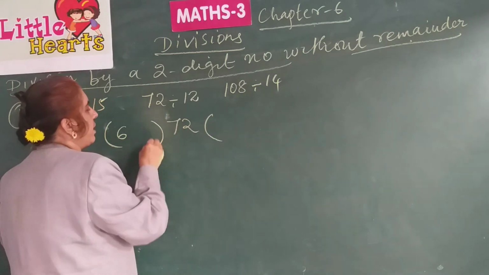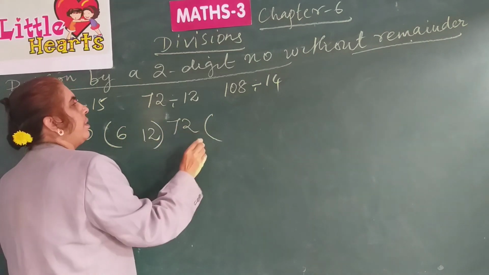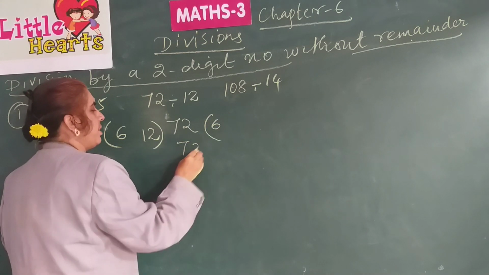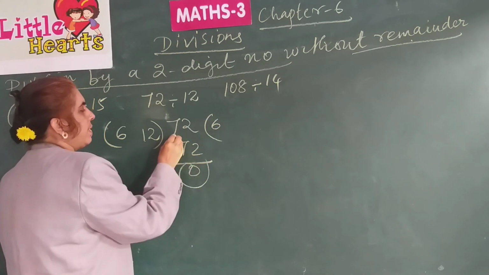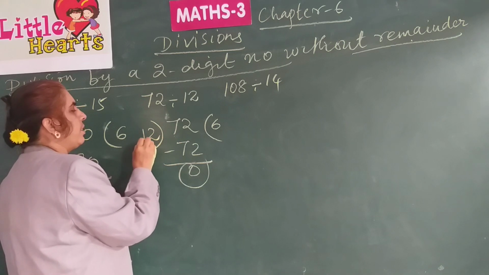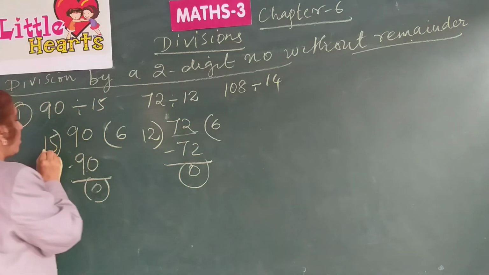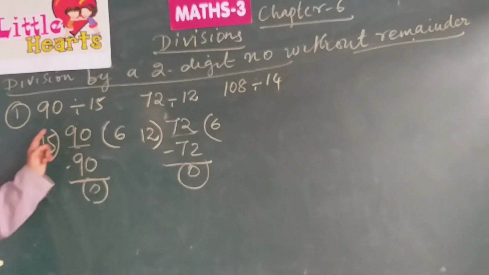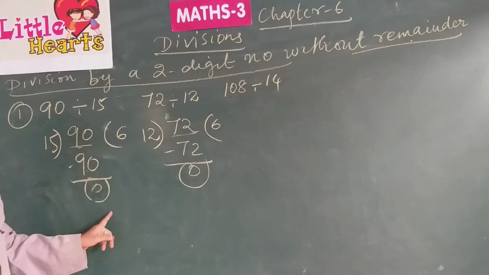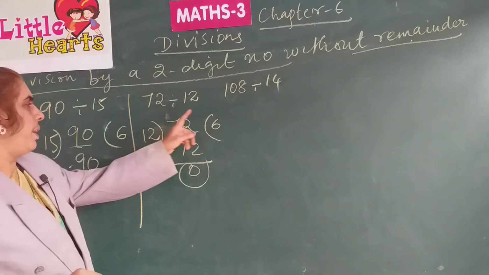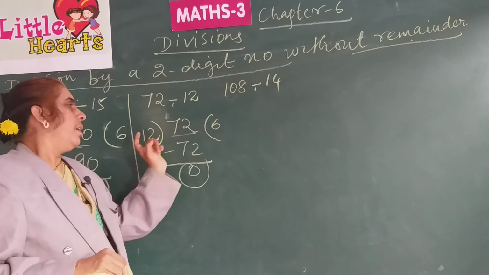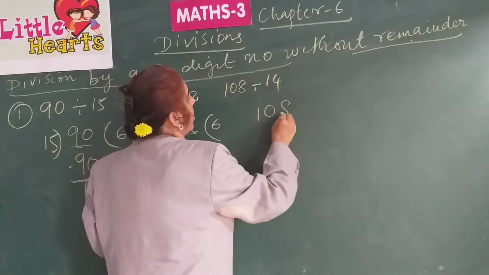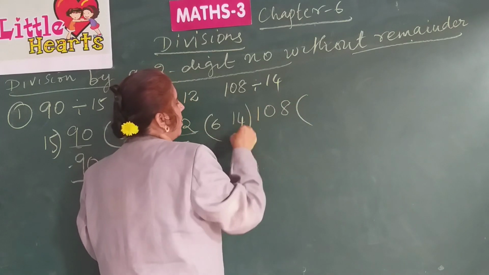72 divided by 12. 12 sixes are 72. As the ones place digit is greater than the divisor, take 2 digits at a time. Here also the same rule. 9 is less than 15, so take both digits at a time. Read the 15 table until you get 90. 15 sixes are 90. And 72 divided by 12. 12 sixes are 72. 108 divided by 14.